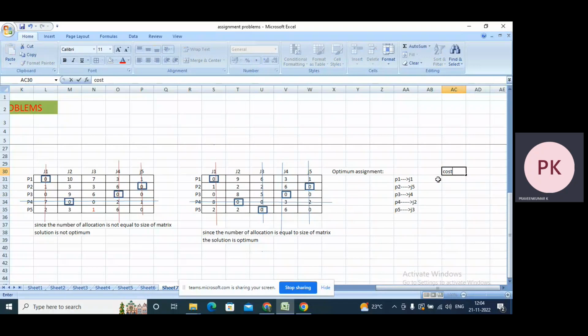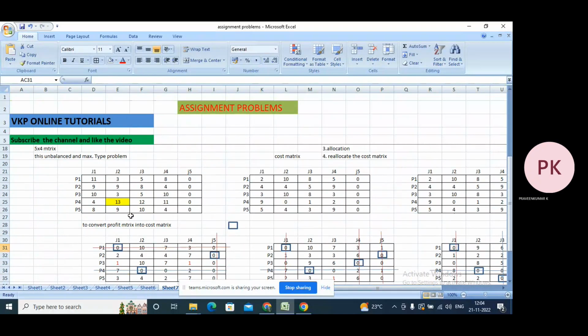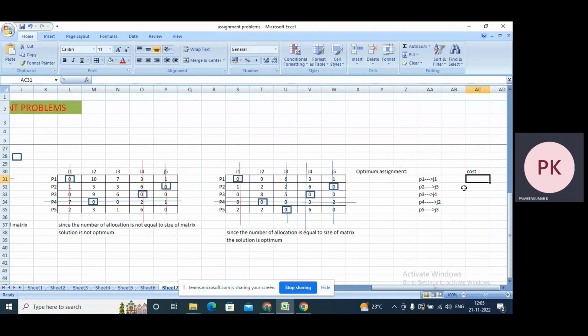I'll calculate what is P1 J1. Just look at the profit matrix. We need to calculate the optimum profit. So this is not cost, this is a profit. P1 J1 is 11 rupees, and next one is P2 J5.